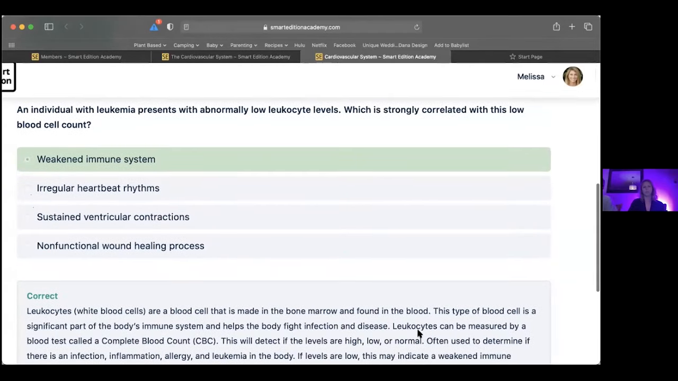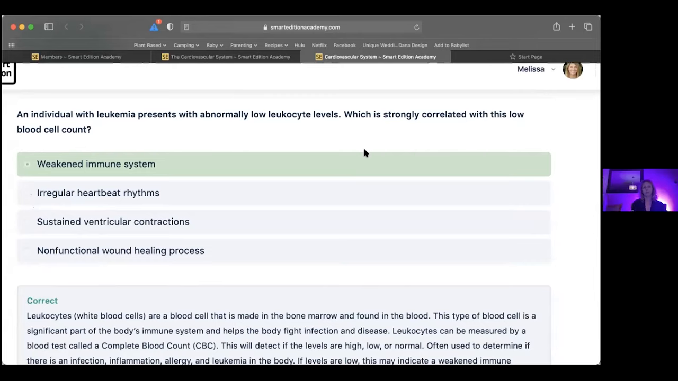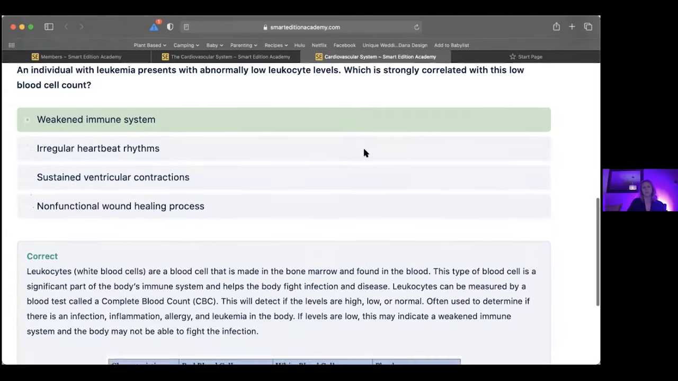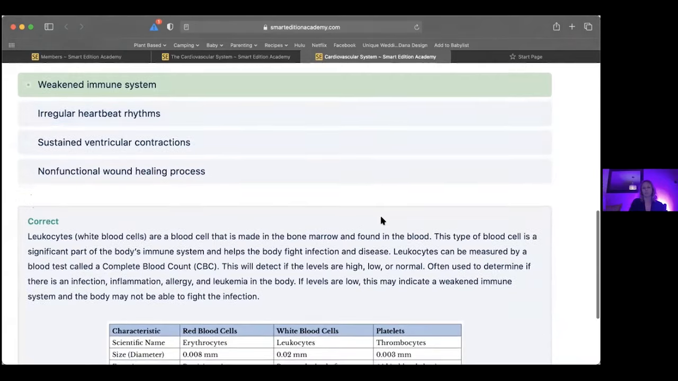Okay. So with a weakened immune system, we think of leukemia, which is going to correlate with white blood cells, which are also called leukocytes. When we have low leukocytes, we're going to have a weakened immune system. So our body's not going to fight infections as well as we would like to. And leukemia is a condition where you can get really sick.